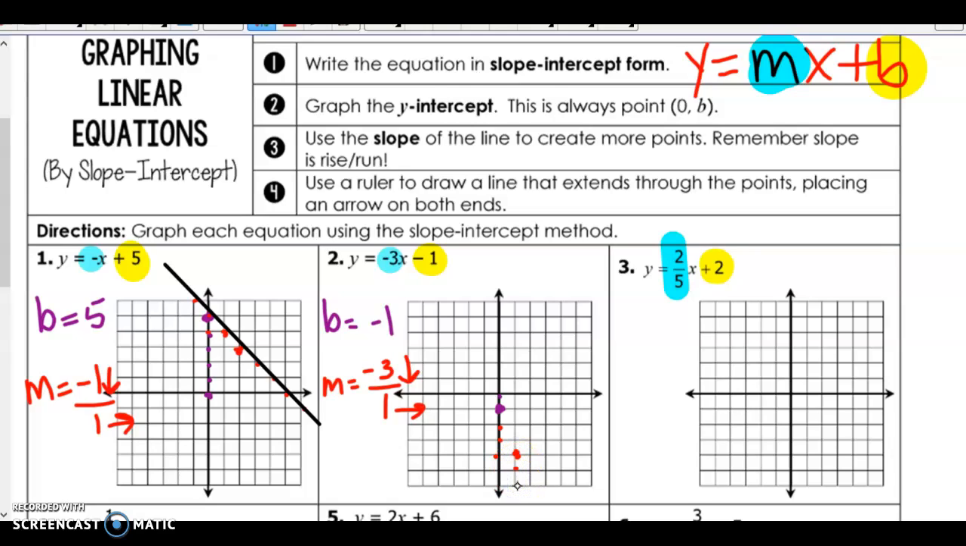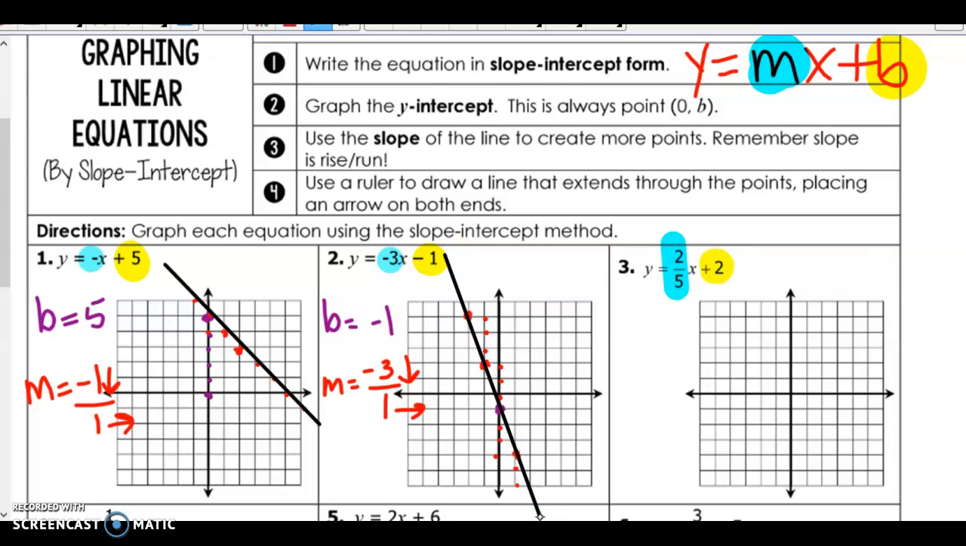So now you're going to do the opposite. Go up 3, 1, 2, 3, to the left one. So put your dot there. Up 3, 1, 2, 3, to the left one. Put a dot. Okay. And then again, just draw your line as best as you can.